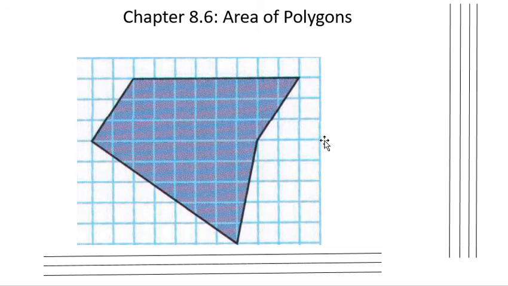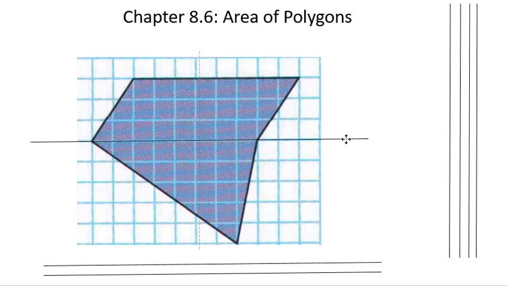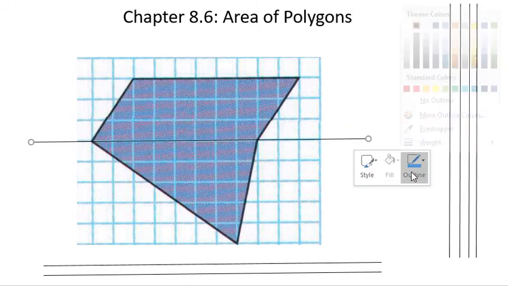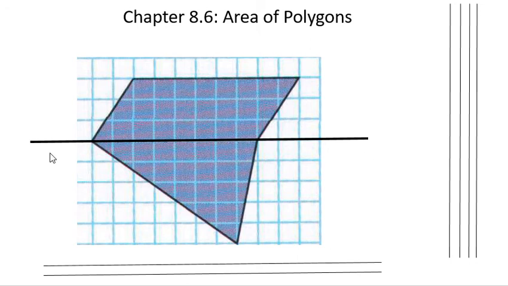You have to look at this and ask yourself, how can I cut this up to make it easier to find the area? How can I put lines here so I can see what those different areas are? So right here, I put a line here. Let's make it a bit thicker so you can see it. I put this line right here. With this, I created two smaller shapes with the same area once you find their sums. So I have here the parallelogram, and the area rule for a parallelogram would be base times height.